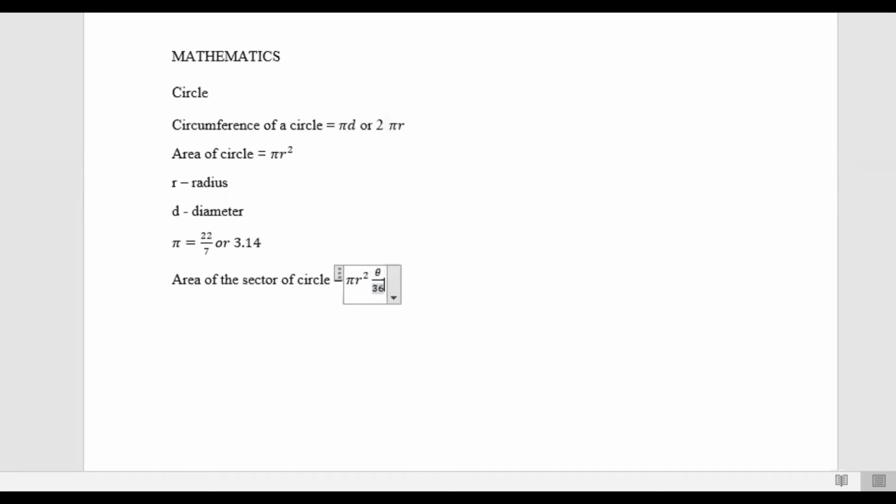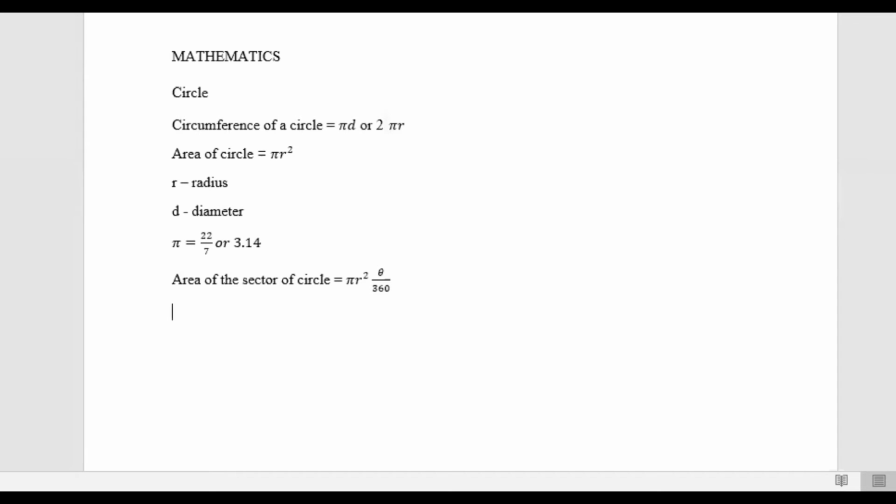Pi upon 360. So to find the area of the sector of a circle, it will equal the area of the circle multiplied by the angle that is given to you, theta, upon 360.